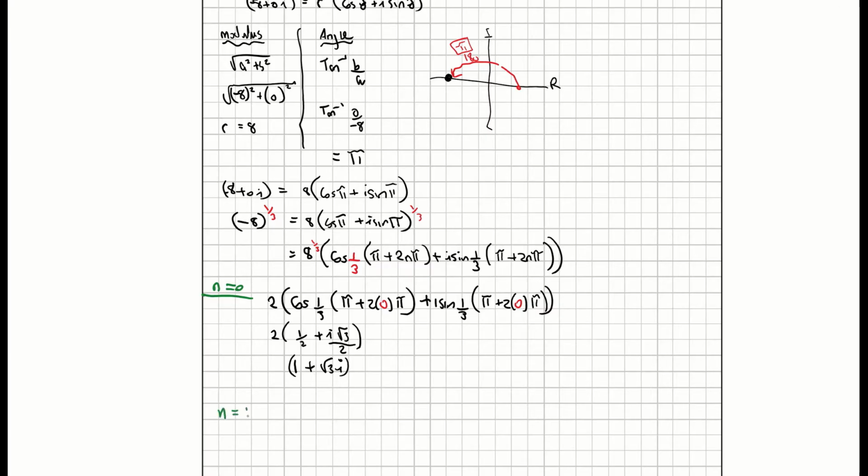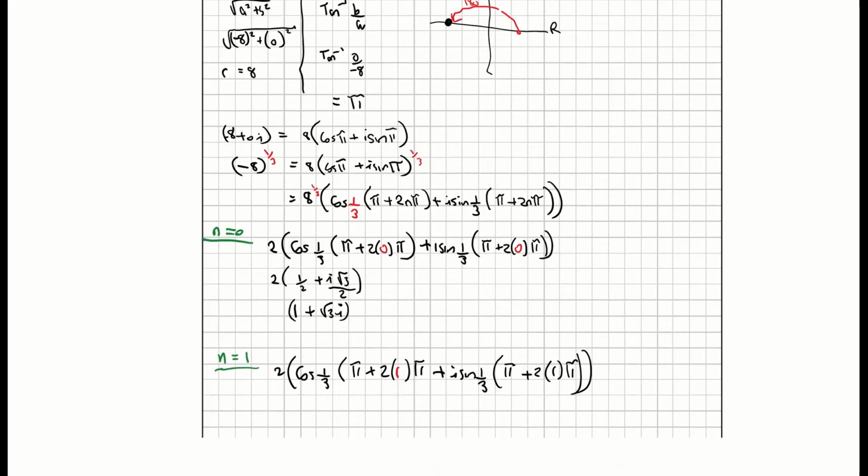So n is equal to 1 first of all, sorry, not 2, which is going to give me 2 times cos of 1/3 times pi plus 2 multiplied by 1 multiplied by my angle, plus i sine 1/3 pi plus 2 multiplied by 1 multiplied by pi. Okay, so this is testing it for n is equal to 1.